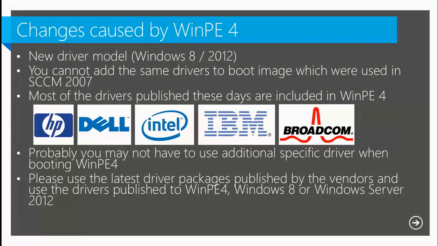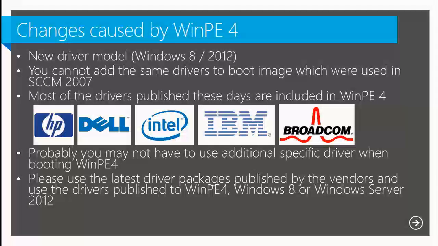What are the major changes in the WinPE 4 in the SCCM 2012 Service Pack 1? It has a new driver model that I mentioned before, and you are not able to add the same drivers to the boot image that you were able to add in the SCCM 2007. Most of the drivers which are published by the vendors these days are included in the WinPE 4. How can you find it? I will show you the way to check if WinPE 4 is supported in your environment or your hardware or not. Probably you may have to use additional specific drivers when you are booting WinPE 4.